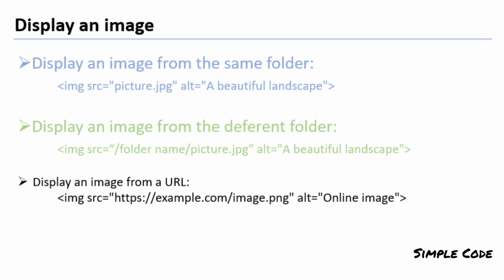And when we want to display our image, one syntax is for when the image exists in the same folder, another syntax is for when the image exists in a different folder, and another syntax is for when you want to load an image from URL.